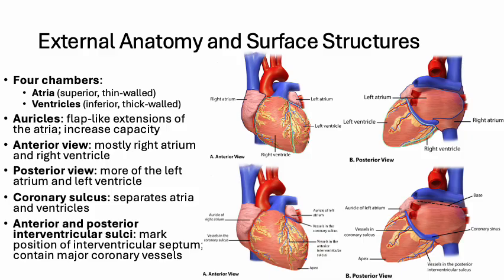From the anterior view of the heart, we can see most of the right atrium and right ventricle, while the posterior side reveals more of the left atrium and ventricle. This difference is due to the heart's slight rotation within the chest. Also prominent are the sulci, grooves on the heart surface that mark boundaries between chambers and house major blood vessels. The coronary sulcus runs around the heart and separates the atria from the ventricles, while the anterior and posterior interventricular sulci mark the positions of the interventricular septum and contain the coronary arteries and veins that supply the heart muscle itself.